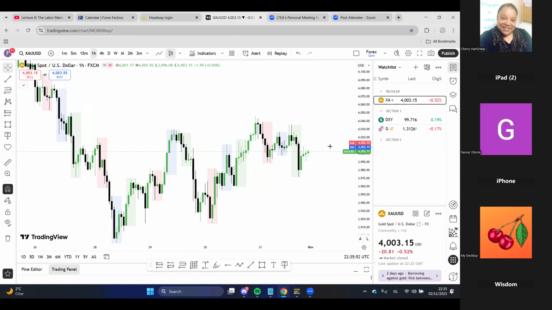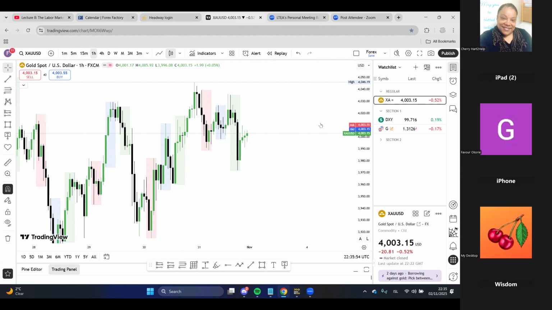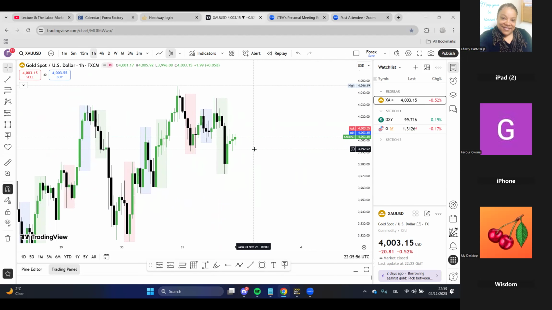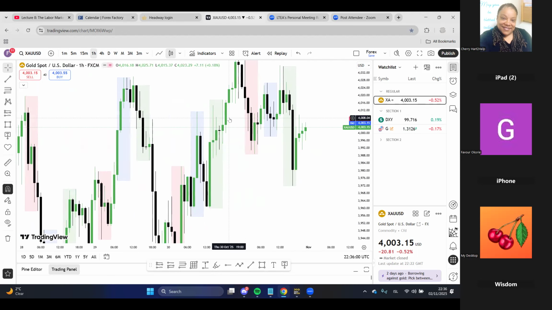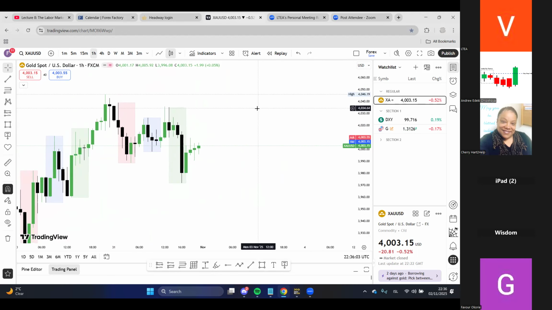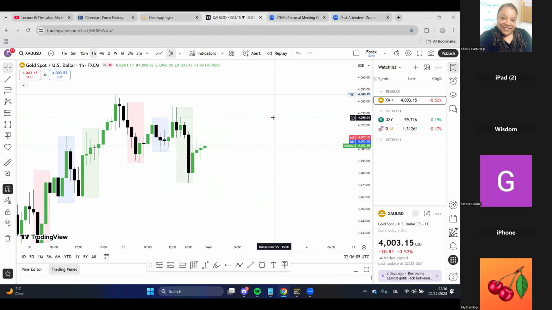So it's up to you guys to determine or have a system. Okay, I'm trading just New York session, and what candlestick am I trading in New York session? That is your choice.